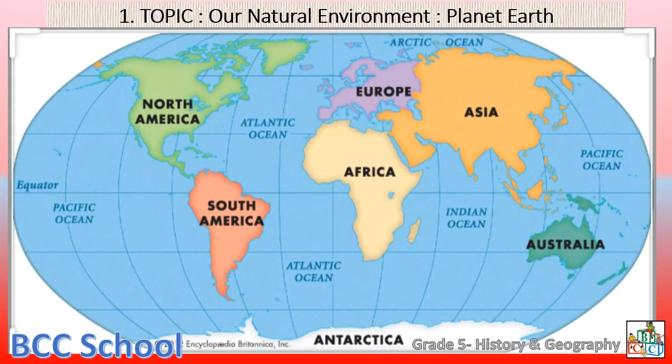As you can see, there is a picture of planet Earth. Let us see the continents. North America, South America, Africa, Antarctica, Europe, Asia, and Australia. We also have oceans. There are Pacific Ocean, Atlantic Ocean, Indian Ocean, Arctic Ocean.